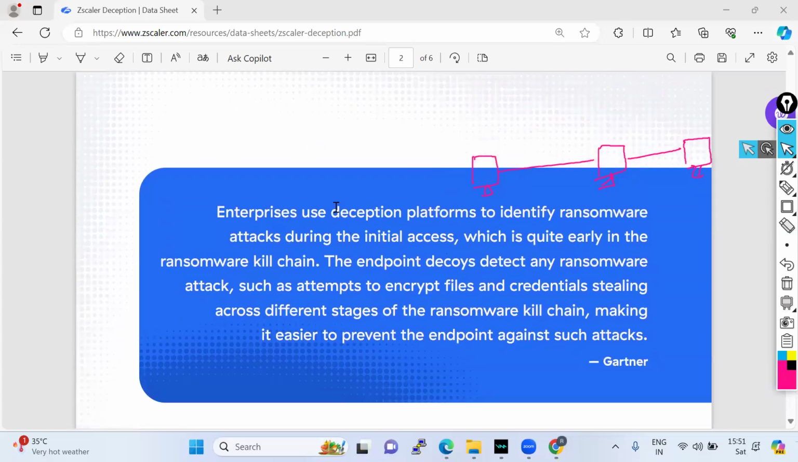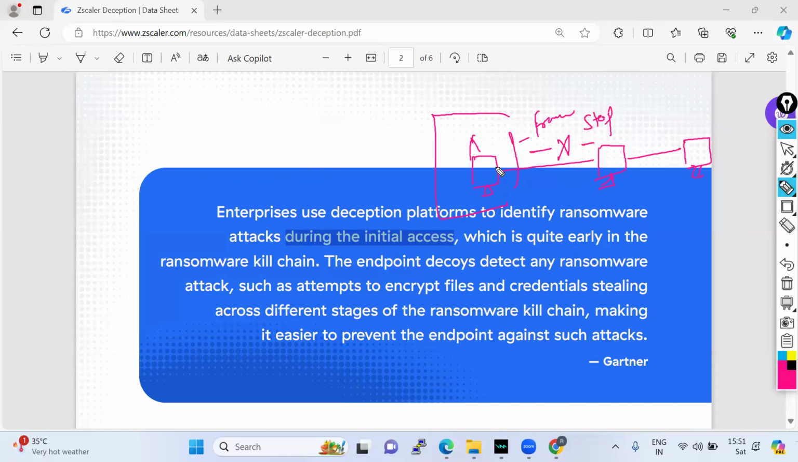So if you are going to use deception, this deception is basically going to help you identify the ransomware attack during the initial access. Once the attack happens, they detect it, they understand it, and they can report it: this PC has been infected. And once they understand this PC has been infected, they immediately isolate it from the network. So the lateral movement is going to be stopped here.